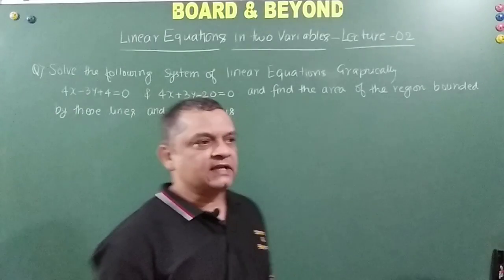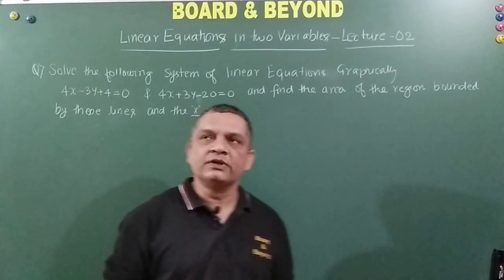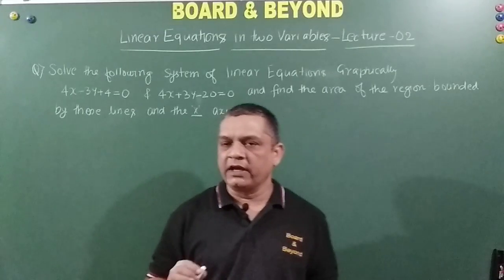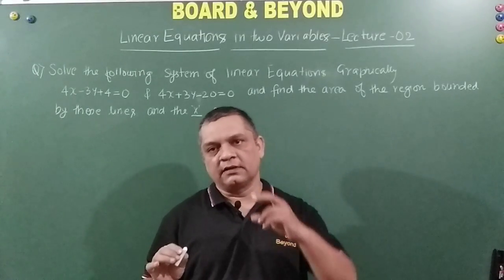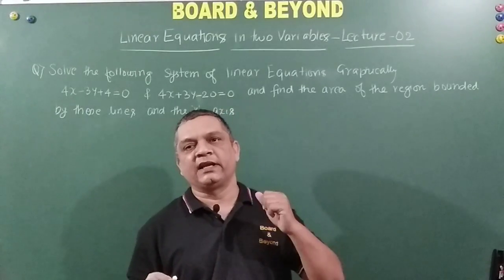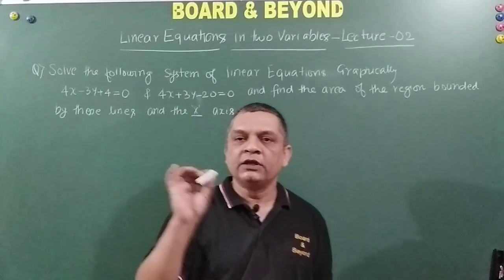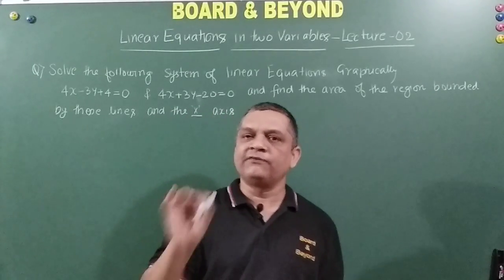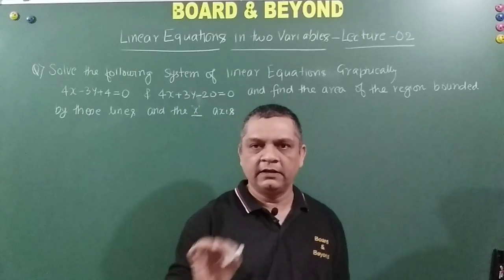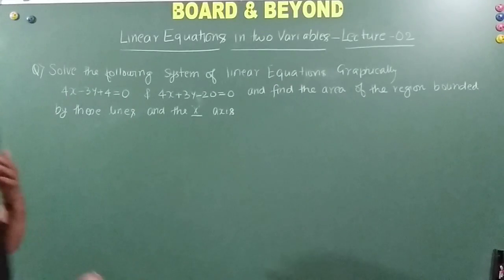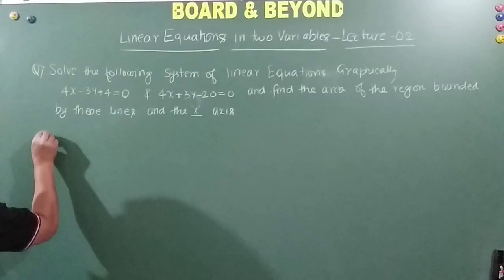So friends, as I told you in the last class, whenever you have to plot a graph, or find a solution for a system of linear equations graphically, you express one variable in the form of another variable. It will be clear here. So let's try to solve this.